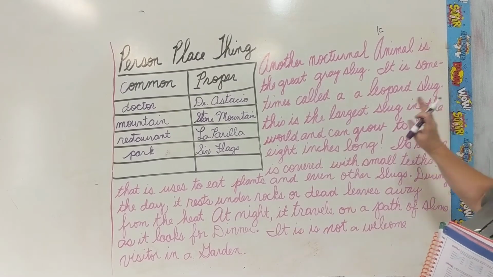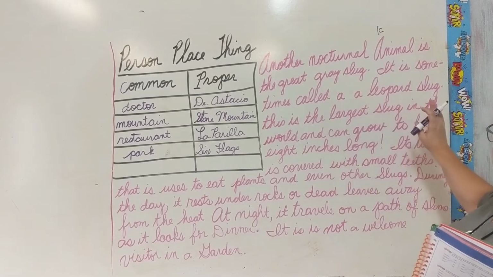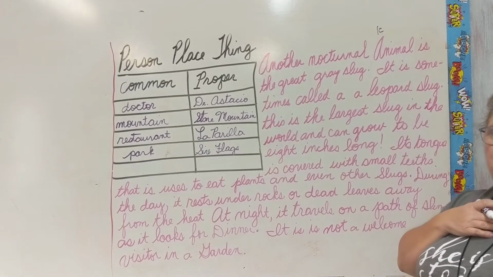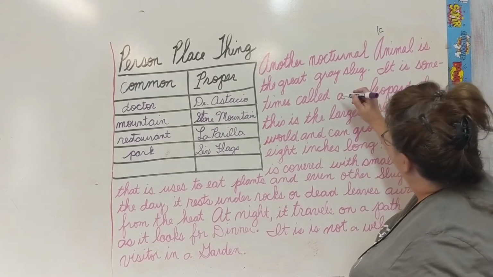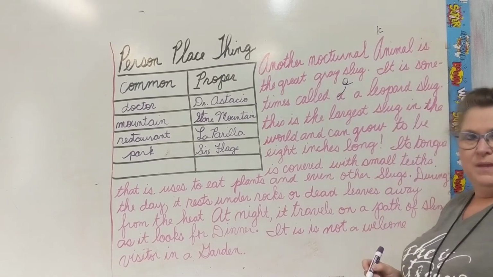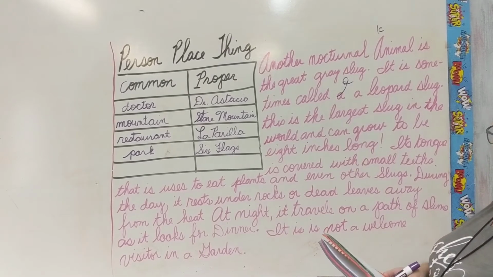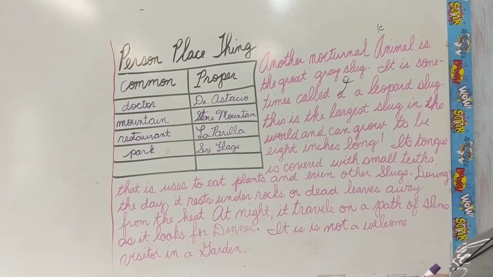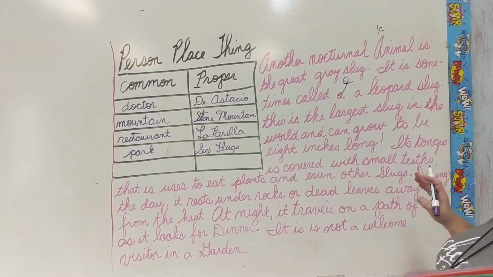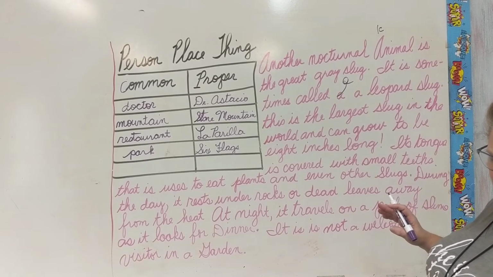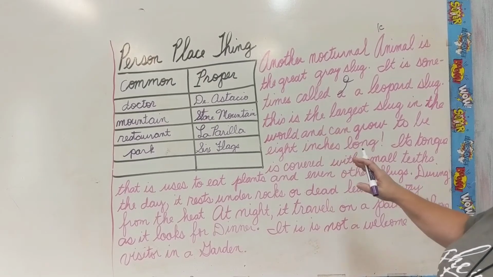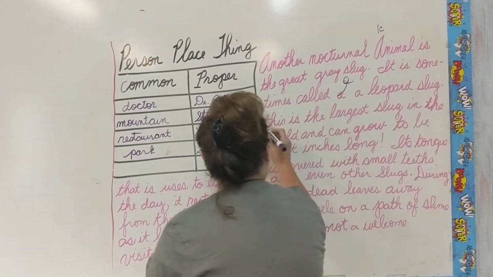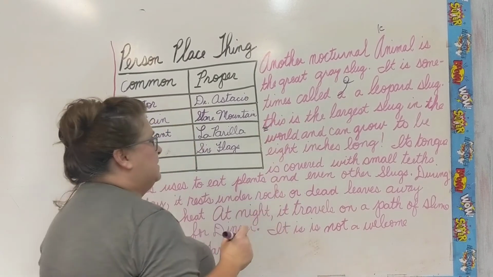Our next sentence, it is sometimes called a leopard slug. Well, what's wrong in that sentence? Very good, the word is in there twice, so we can get rid of one of them. Take it out. Our next sentence, this is the largest slug in the world and can grow to be 8 inches long. There's a big problem at the very beginning of that sentence. What is it? The first word is not capitalized, this. So we're going to have to underline that T 3 times because that's got to be capitalized.